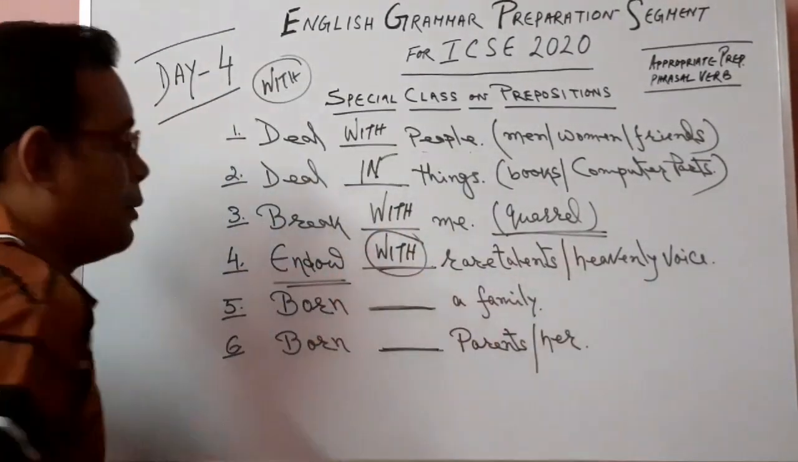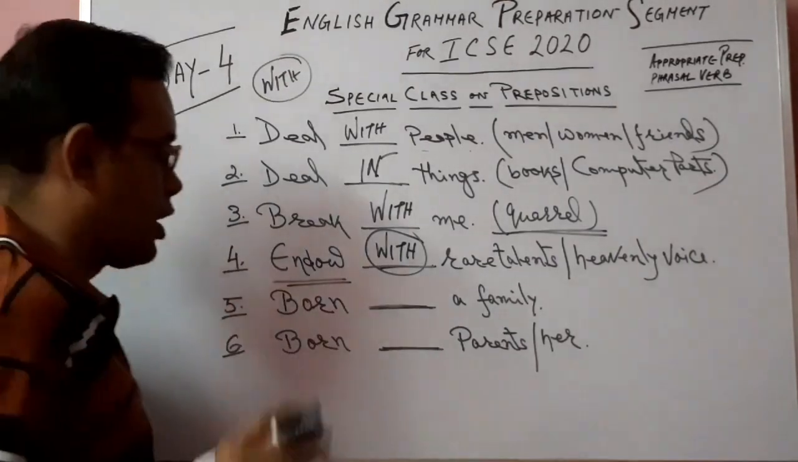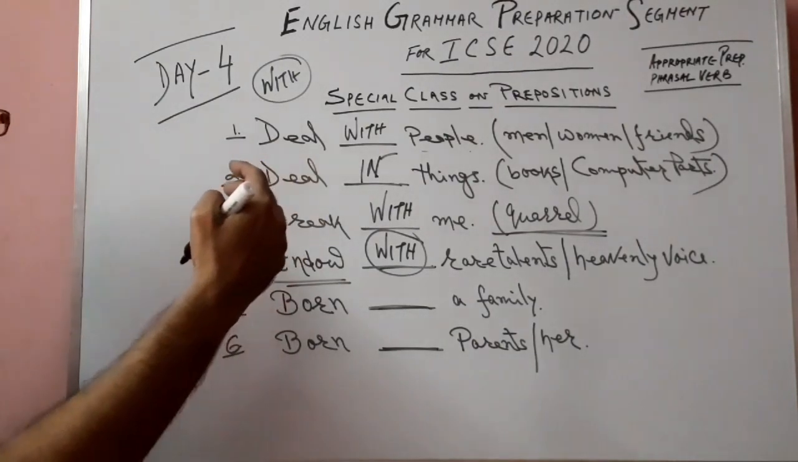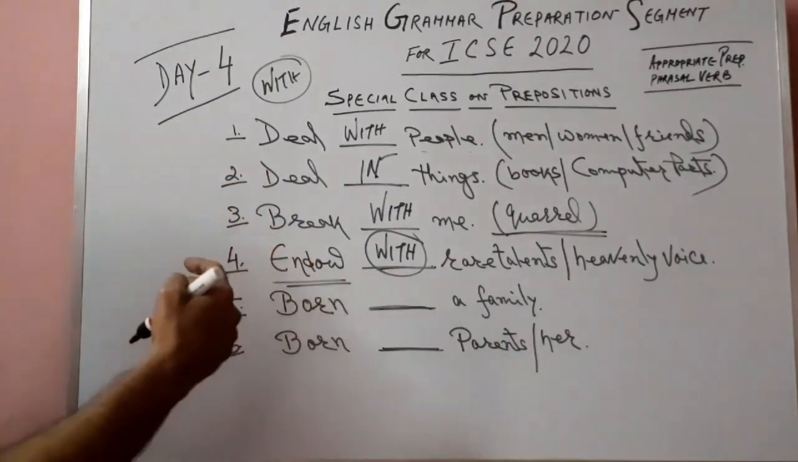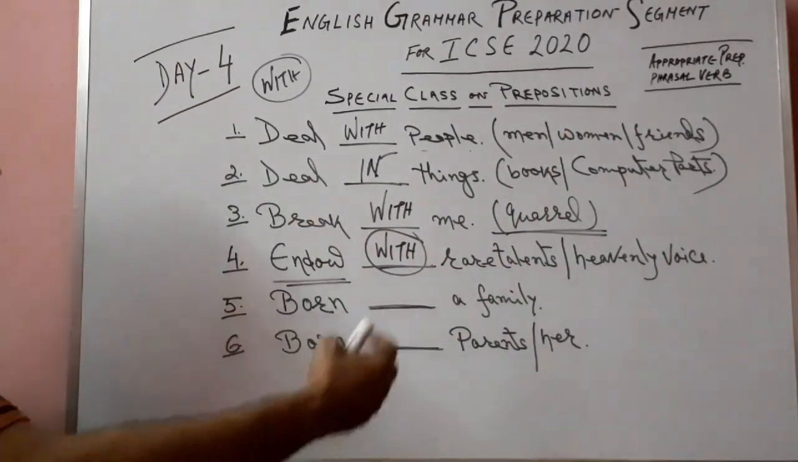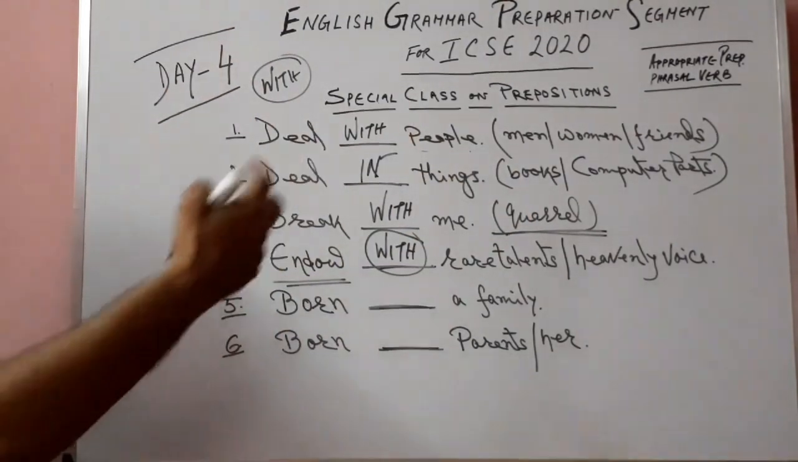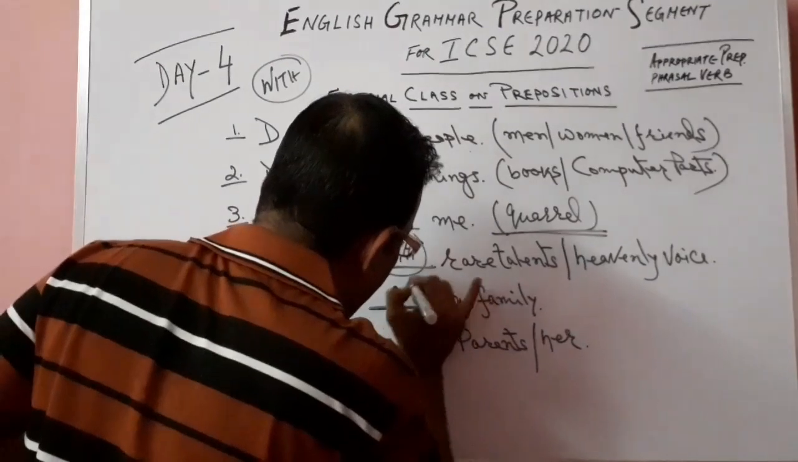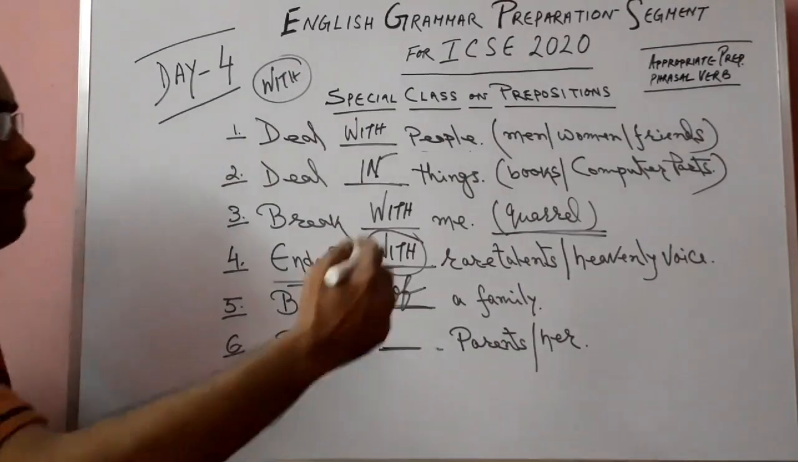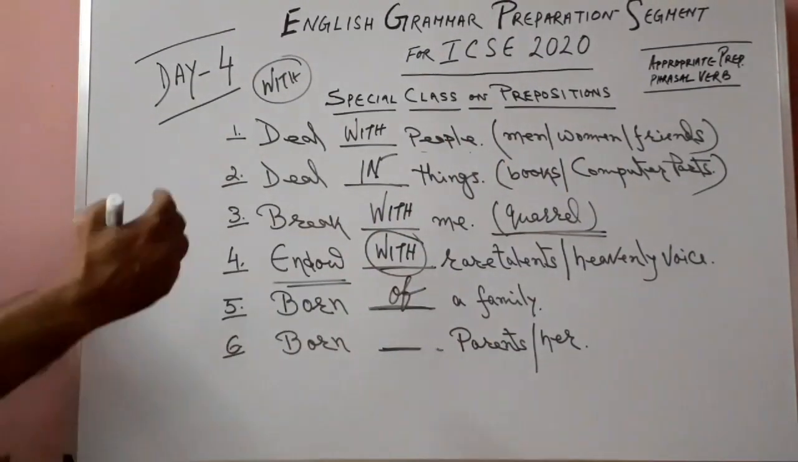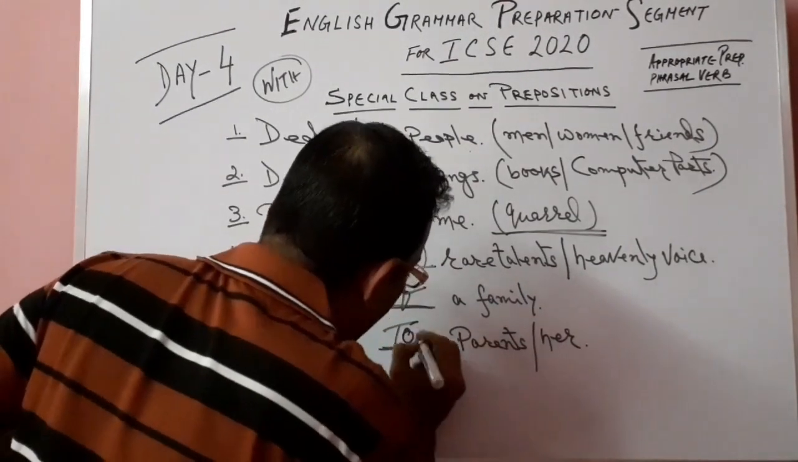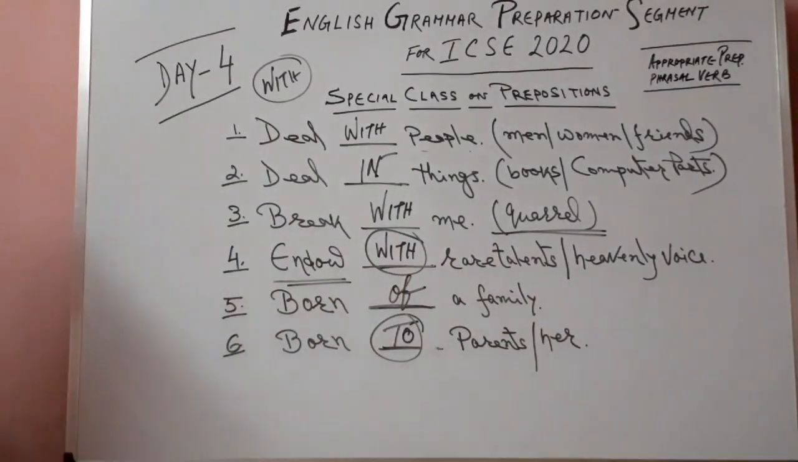Next, go for born. This is also a common mistake. In this case also a common mistake is made. Born. Most of the students use it like that: born in a family, born to a family. But it is born of a family. He is born of a rich family. He is born of a good family. He is born of a poor family.